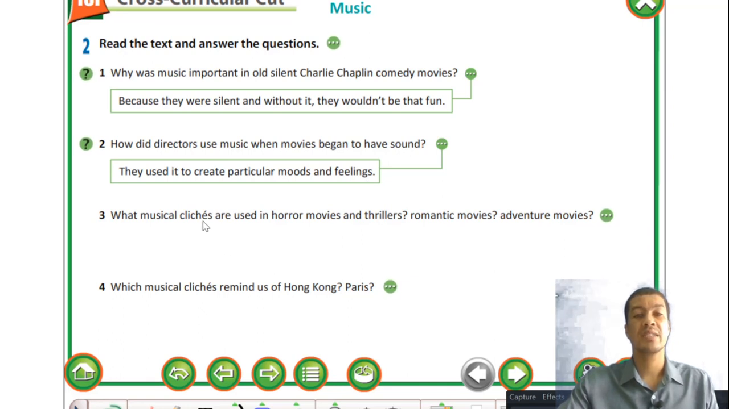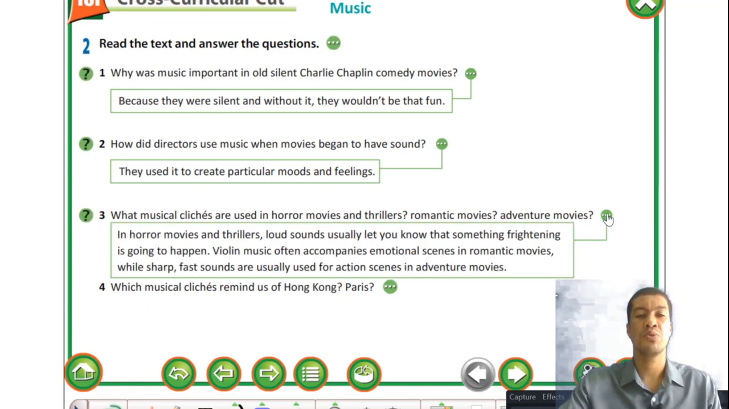Right, so what musical clichés are used in horror movies and thrillers, as well as romantic movies and adventure movies? Different sounds go with different types of movies. Horror movies and thrillers usually have loud sounds to let you know that something frightening is going to happen. This is because they want you to experience what the actors are experiencing in the movies as well. Violin music often accompanies emotional scenes in romantic movies, while sharp, fast sounds are usually used for action scenes in adventure movies. These are the types of emotion they want to create when you are watching the movie. All right, moving on.